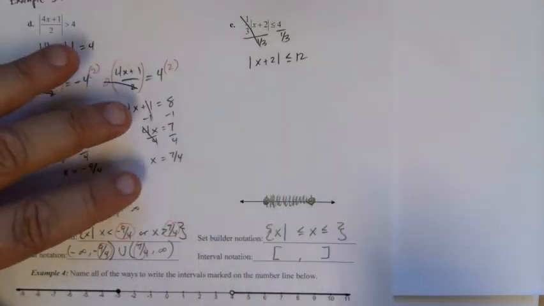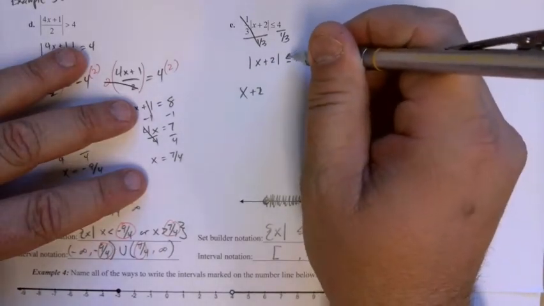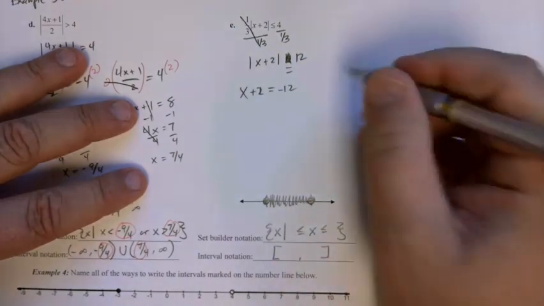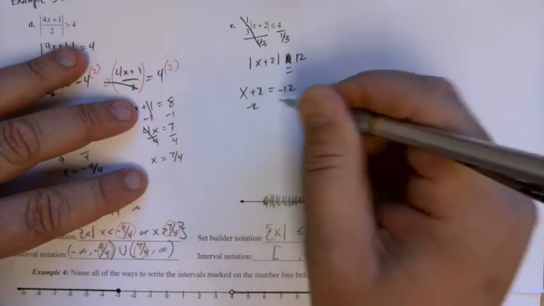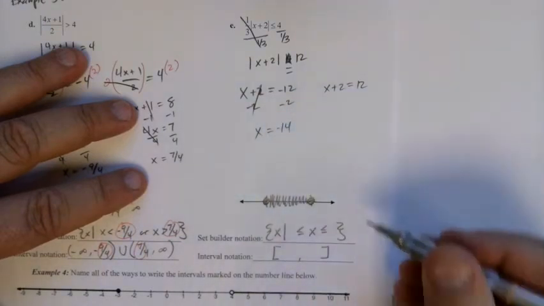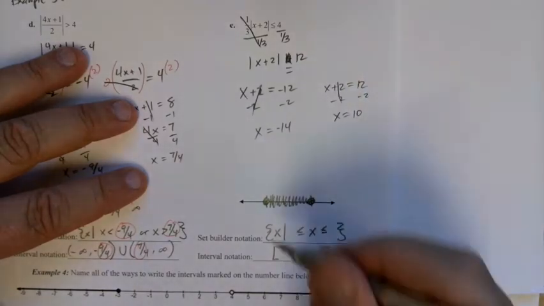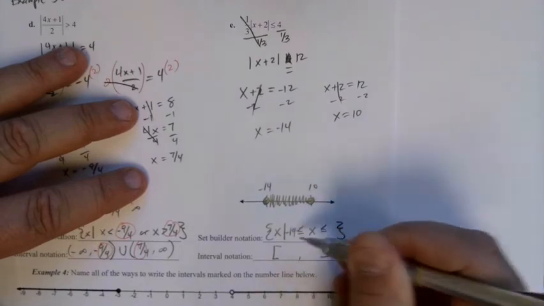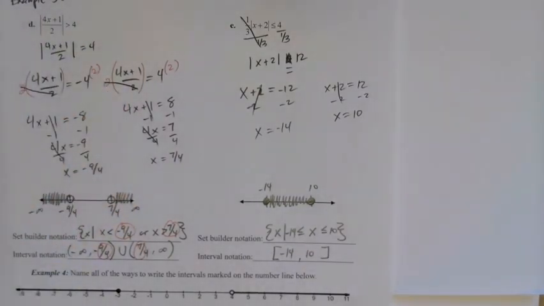So once I have this isolated, I'm going to solve this equation. Oh, actually, I'm treating it like an equation, right? So x plus 2 equals negative 12, and x plus 2 equals positive 12. And I will subtract 2 from each side, and I get x equals negative 14 here. I'll subtract 2 from here, and I get x equals 10. There's my numbers, negative 14 and 10. And I can fill these each in on all of my solution sets. Okay?